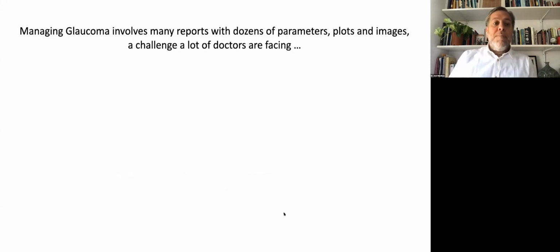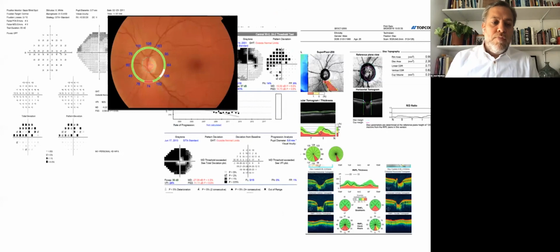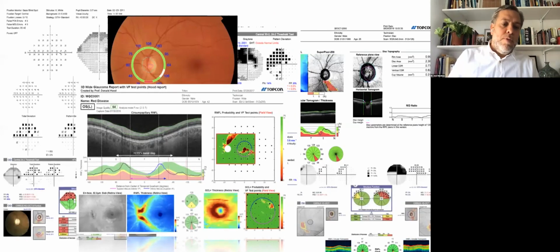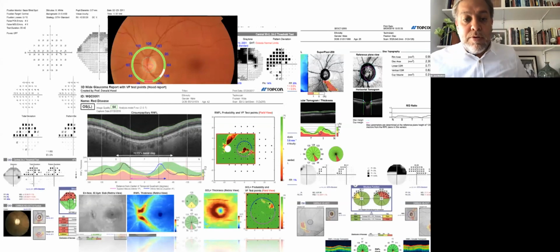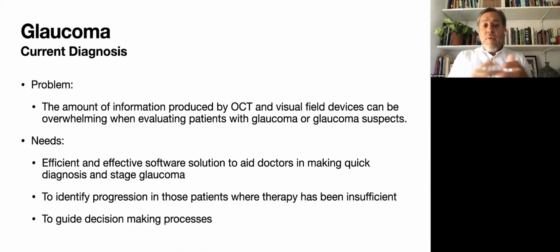So, as we were looking, managing glaucoma involves many reports with dozens of parameters, plots, and images, a challenge a lot of doctors are facing. We have visual field tests, OCTs, color fundus photos, the new topographic reports, the older topographic reports, and several OCT brands. There is a lot of information that we are concerned about. So if only there was an easy way to manage all this information. This is really a problem right now. The amount of information produced by OCT and visual field devices can be overwhelming when evaluating patients in a really busy practice with glaucoma or glaucoma suspects. Remember, we have to follow up all these patients also.